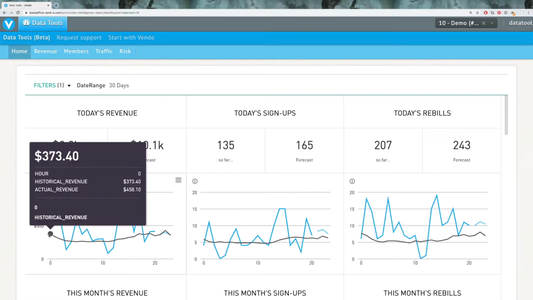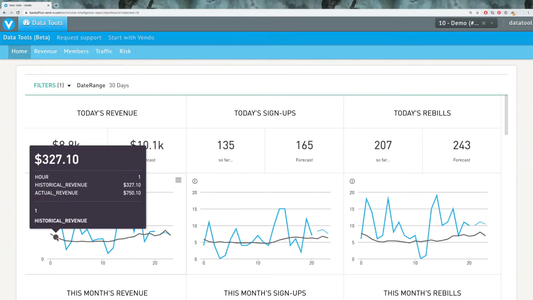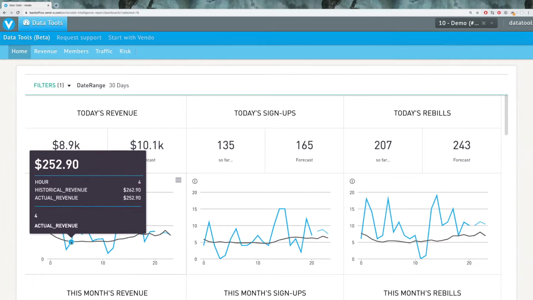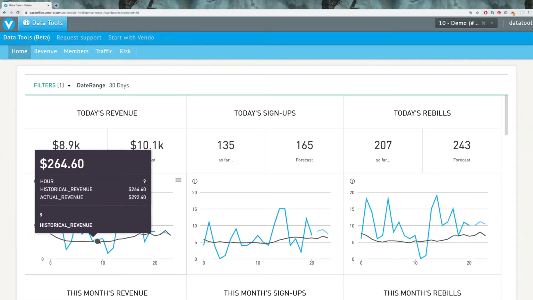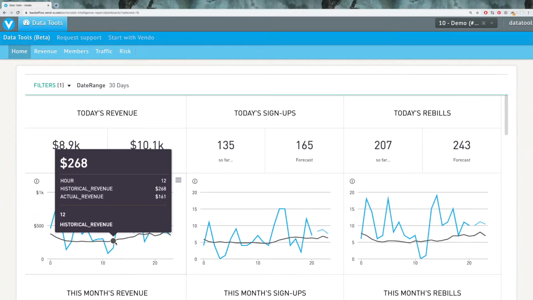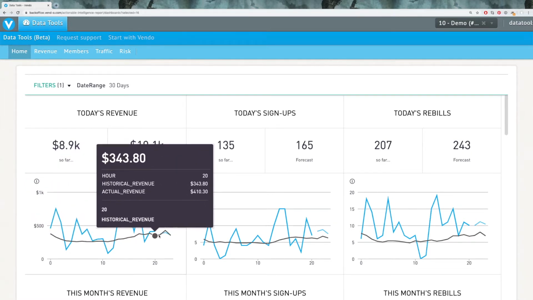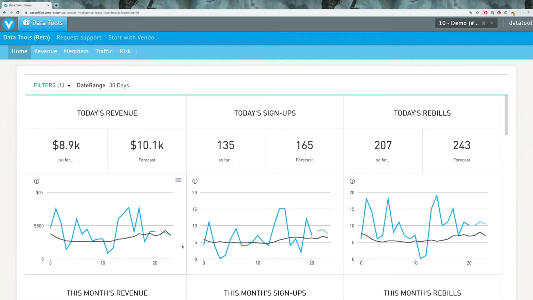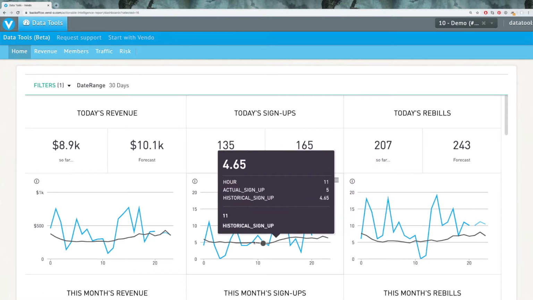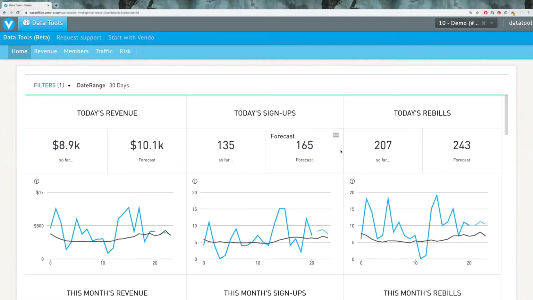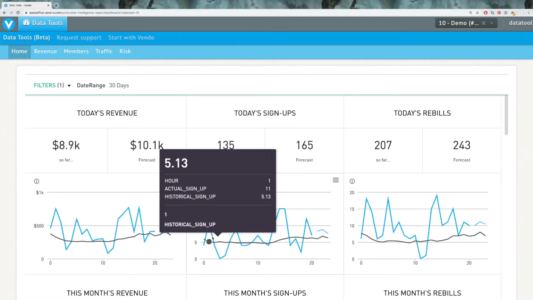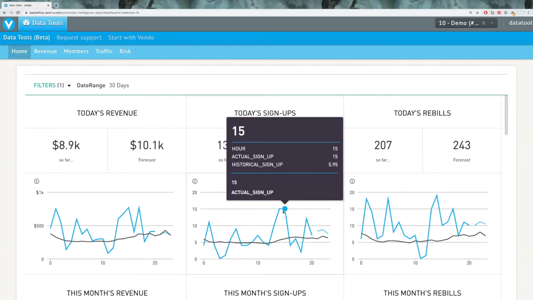You can see how you have a dip here throughout the day, and towards the beginning of the day and the end of the day, I'm here in Europe, you see spikes in revenue. Signups are a little bit flatter. It's kind of a different story. And then when you look at rebills, also relatively flat. There's sort of a combination of those two figures.